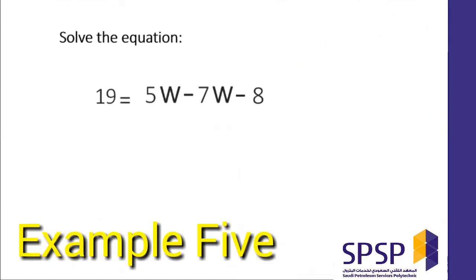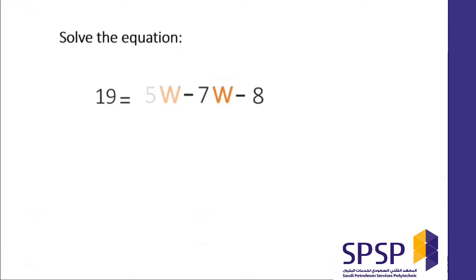Solve the equation 19 equals 5w minus 7w minus 8. So we need to solve for w. Now first of all, 5w minus 7w equals negative 2w. Then since we have minus 8, we need to move minus 8 to the other side. So first of all, we move 19 a little bit to the left without changing the sign. Then we move minus 8 to the left hand side, but we need to change the sign.